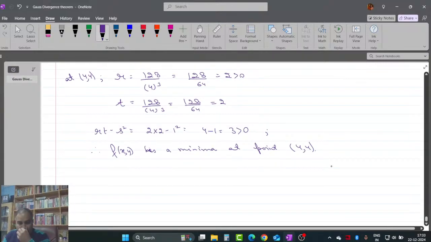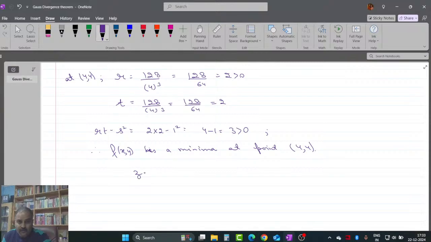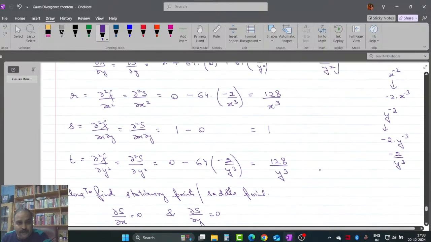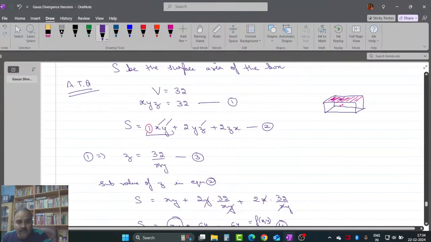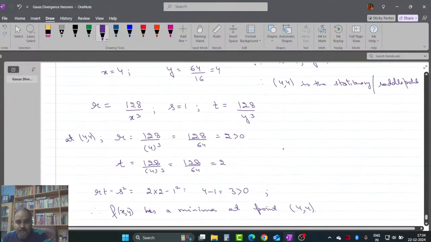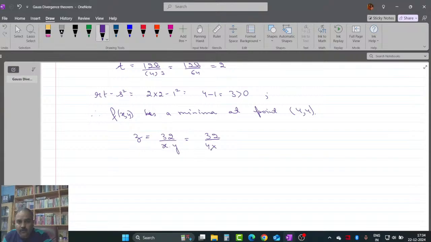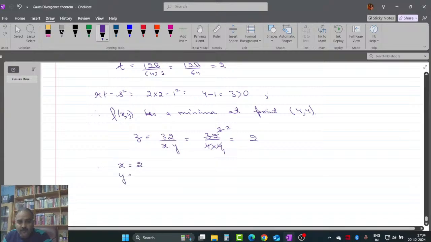Now what we have to do next? We need to find the value of z also. The value of z in the given equation was 32 over xy. Z is equal to 32 over x into y, that is 32 over 4 into 4. That means 4 ones are 4, 4 eights are 32, so it will be 2. Therefore dimensions are x is equal to 4, y is equal to 4, and z is equal to 2.